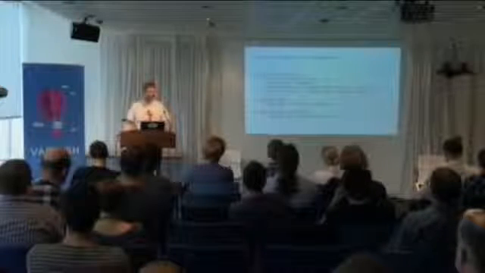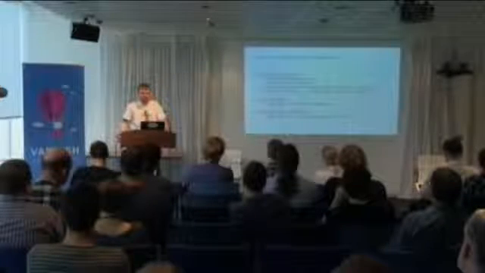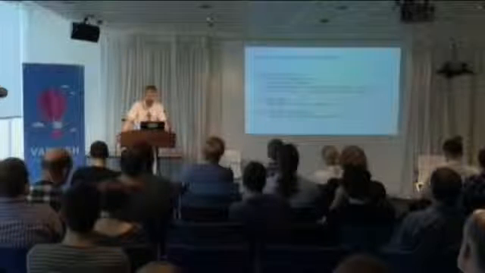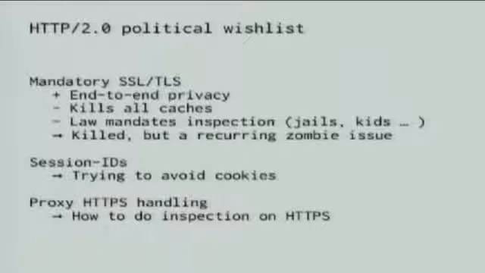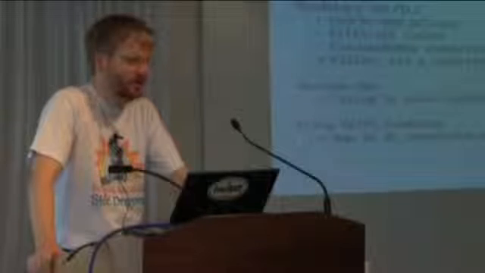There's also a political wish list for HTTP 2.0. There's a lot of people who want to make encryption mandatory because we want to get everybody out of our data. We want to have end-to-end privacy, yada, yada, yada. That is a very heroic goal to set. There's only a couple of details. It kills any kind of caching in the network because you only have end-to-end connectivity.